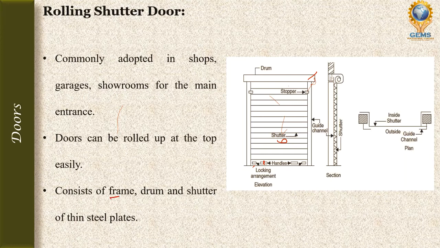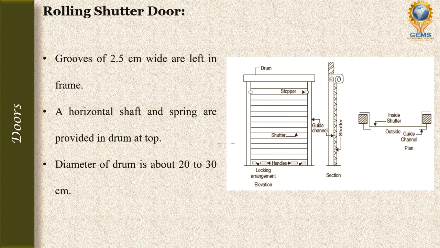It consists of a frame, drum and the shutter of thin steel plates, about 1 mm thickness. The thin steel sheets will have grooves. There are grooves of 2.5 centimeter width in the frame.